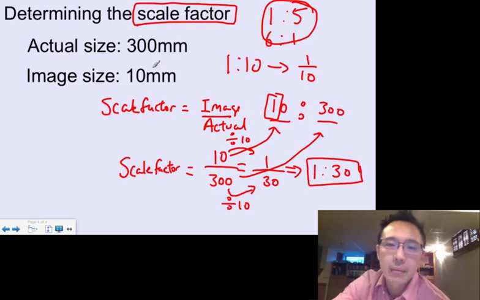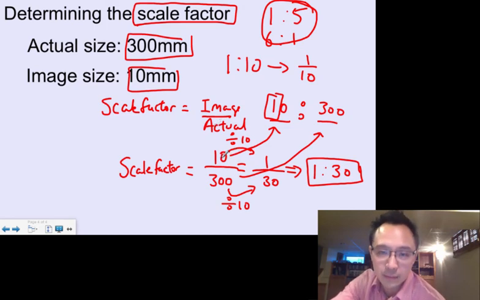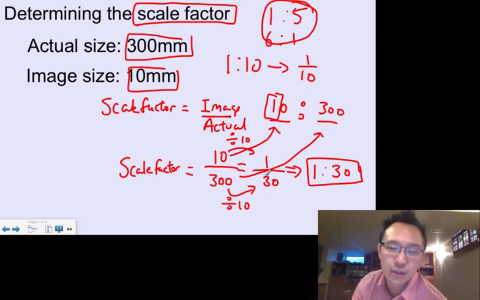So to recap, plug this stuff into the equation: image divided by the actual. Get the top number to 1 because this would make it 1 colon something. If your scale factor is the opposite, then you want to do the bottom one, but that's just kind of confusing you. So just stick with that first and try that out. Try some questions.